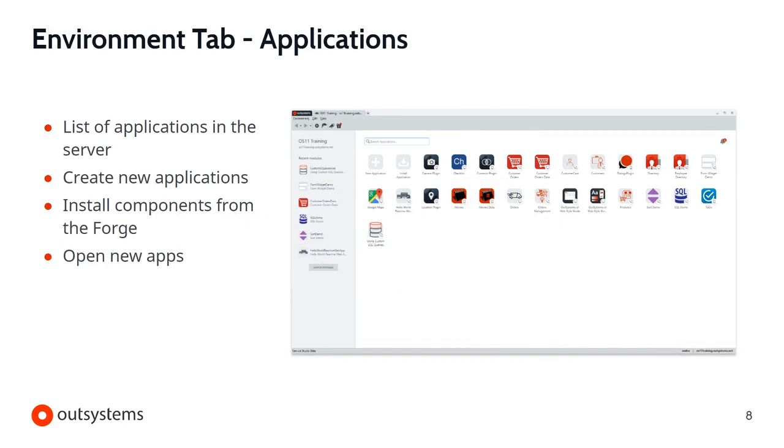Once you begin working in Service Studio and you've connected to the server, it will show you the list of applications that are in the server. These applications are the ones you have access to, and they might have been created by other developers in a case where you are using a shared environment. Besides opening these applications, you have the capability of creating new applications and installing existing applications or components from the OutSystems Forge. Typically, you'll open one of the applications and begin working on it.